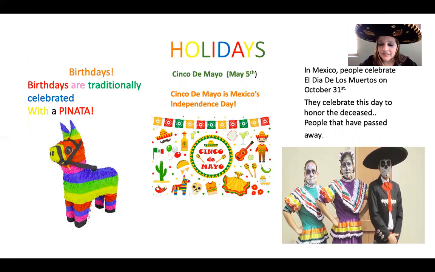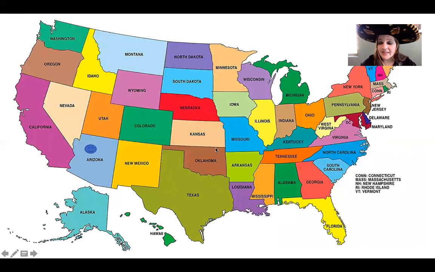Okay. In Mexico, people also celebrate what is called El Dia de los Muertos on October 31st, which is Halloween night for us, okay? And they celebrate this day to honor the people that they've loved that have passed away, okay? So that's what they do, is they honor all the people that they love that have passed away. And that was it for Mexico.